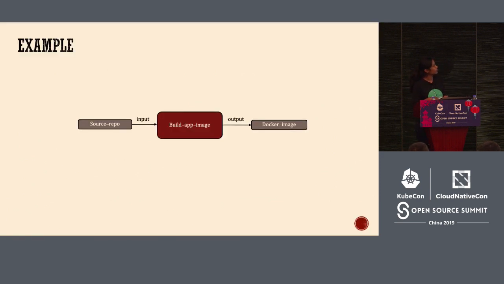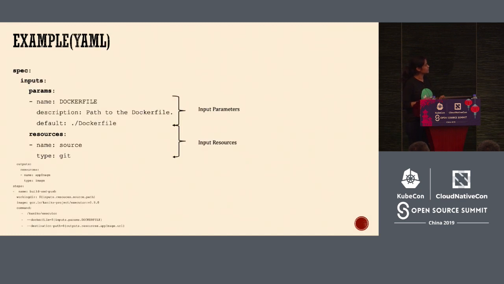So let's take a sample task, and let's see how the YAML looks. In this example, the input is a GitHub repository, and it's expecting an input Git resource. The task itself is building an image. So it takes source code, builds an image, and the output artifact that's produced out of this task is a Docker image. So this is the sample YAML. The first section is inputs. Inputs by itself is divided into parameters and resources. Like I mentioned, this is a template. So this dictates what the input parameters are.